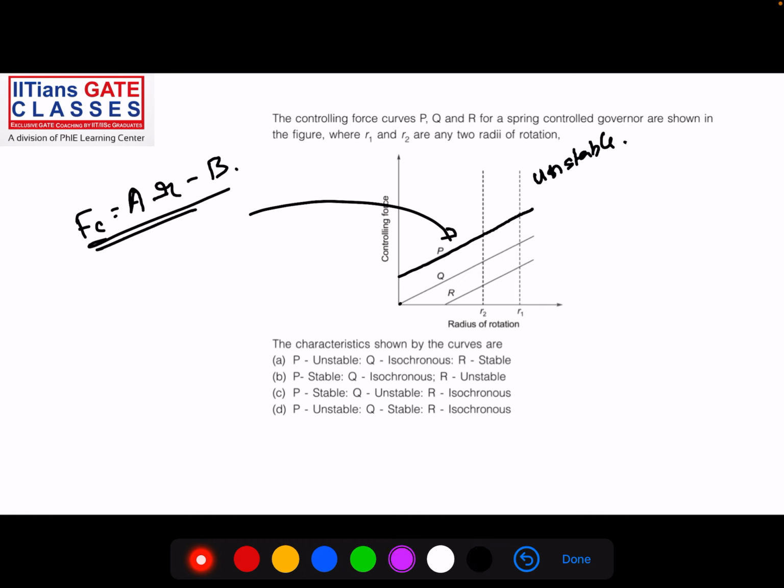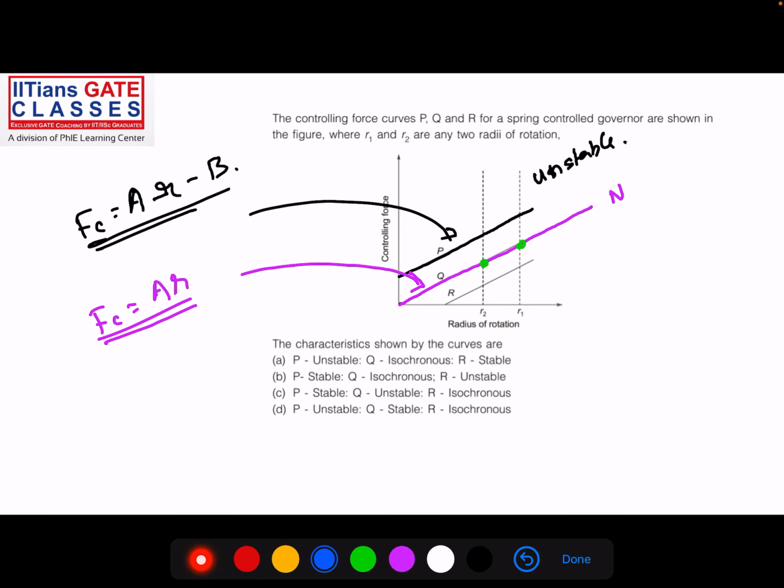If you see the Q, this is the speed line N. It does not matter what the radius R1 or R2 is, the speed remains constant. So the controlling force curve coincides with the speed curve here. What is the equation for this kind of curve? The equation is Fc = AR. So Fc = AR represents the neutral or isochronous governor.